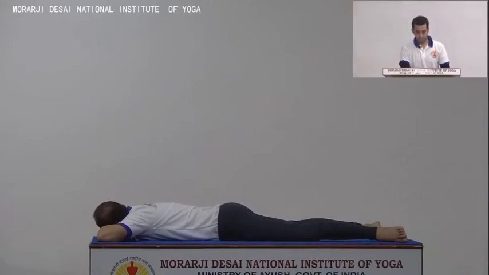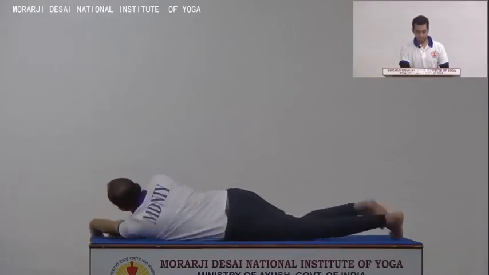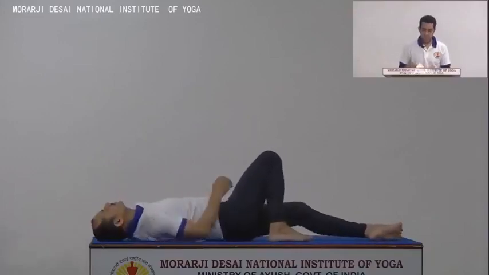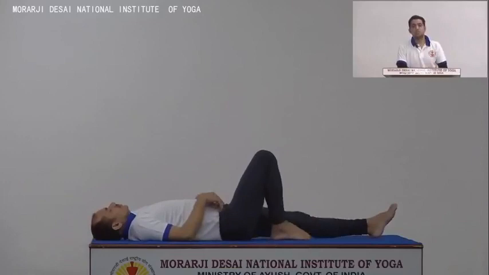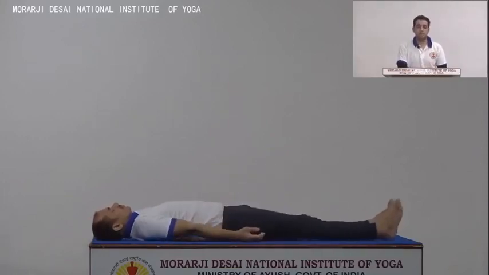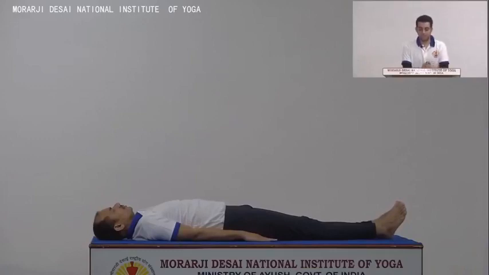Now, we move on to supine postures. Lie down on your back. Yesterday we introduced Setubandhasana, Uttanpadasana, Ardhalasana. So we will practice a few postures from the spine series also. Join your legs and place your hands beside your thighs, palms facing downward. We will do the Setubandhasana.